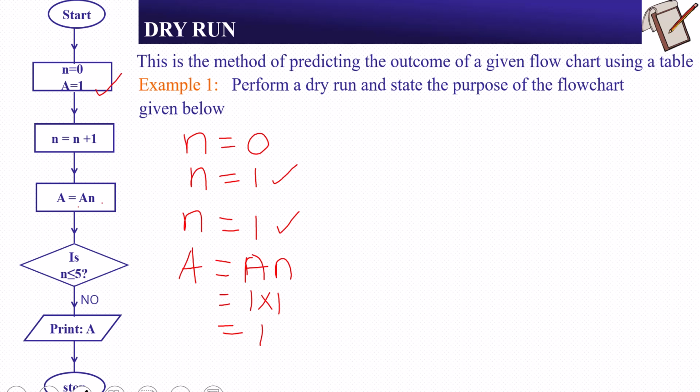How about if it is a yes? If n is still less than 5, then what do? We go back and increase the value of n, because this arrow comes up to here. So you go back and add a 1 to your n. So we're going to perform a dry run, and after we state the purpose of the flow chart.